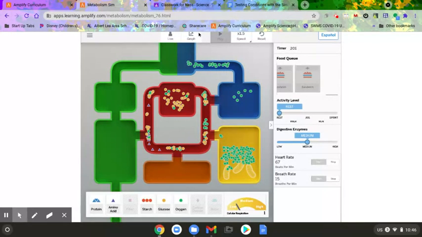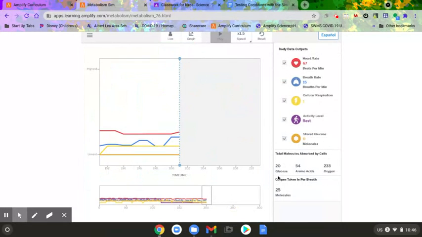Numbers for diabetes in the graph. Glucose molecules that entered was 20. Amino acids was 54. Oxygen was 233. Oxygen per breath was 25. If you need more data, please do see the worksheet to watch another video.